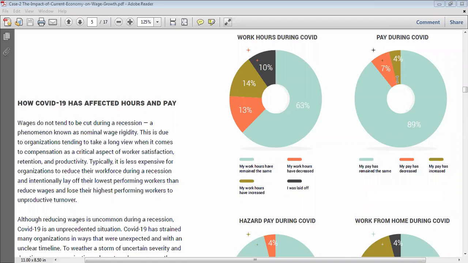But remember, this is American data. 89% of the respondents replied that my pay has remained the same. Orange, 7% of the respondents replied that the pay has decreased, only 7%, which was mentioned in the paragraph. Olive green, 4% of the respondents have replied that my pay has increased, so only 4%.